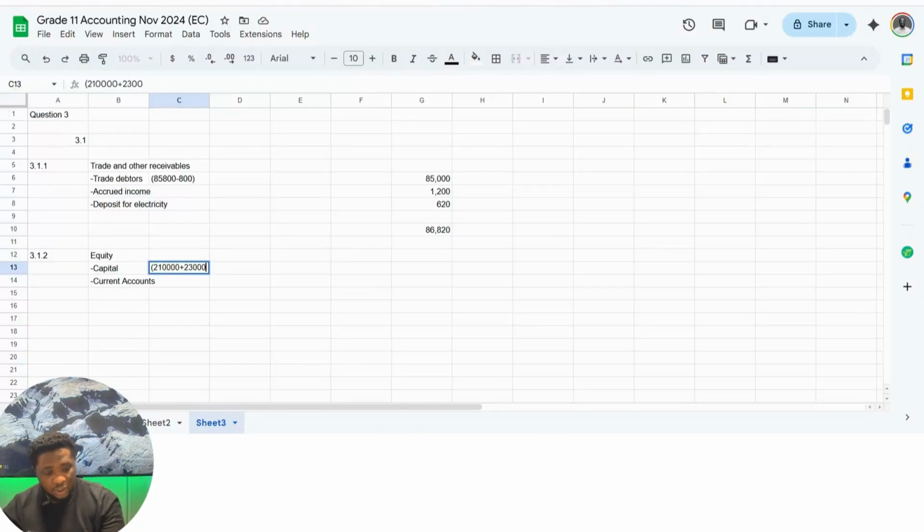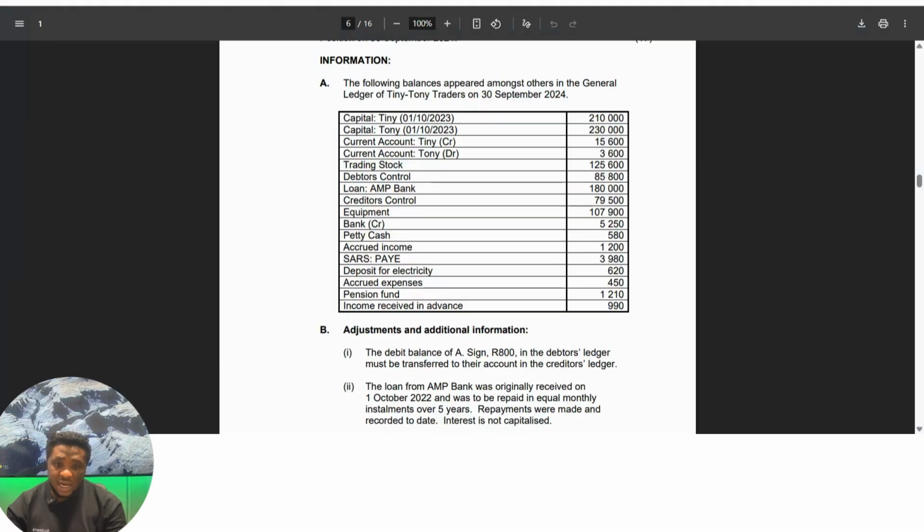210,000 plus 230,000 plus 40,000. So that gives us our capital account to be 480,000. Then we proceed to the current accounts.